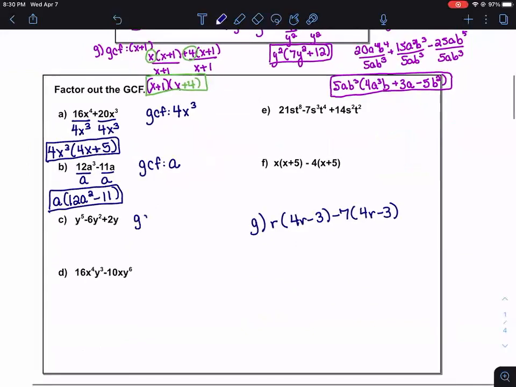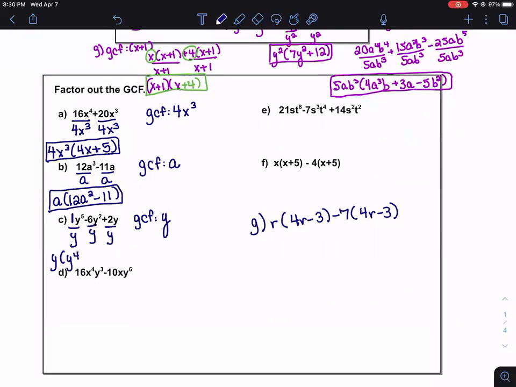For letter C, the greatest common factor, well, you have a 1 in front of this y, so that's not going to really count. So you have 1, -6, and 2. So there's going to be no numerical GCF other than 1. You have y to the 5, y to the 2, and y. So y would be the common factor there. We're left with y to the 4 minus 6y plus 2 as our final factoring with that GCF.